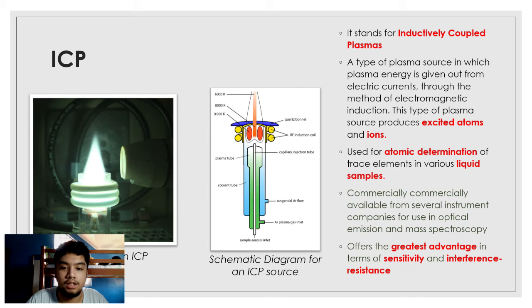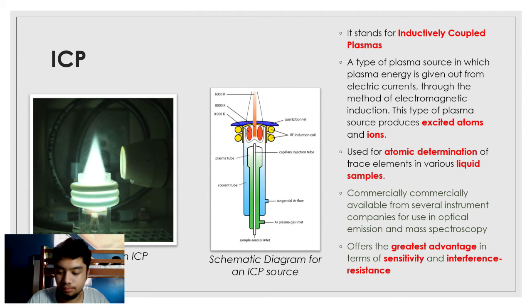After the conversion of the liquid sample into plasma, this is where the plasma will then be emitted. So this is the emission zone. The ICP gives out a plasma energy ranging about 6,000 to 10,000 Kelvin, which is pretty high if we're going to observe.